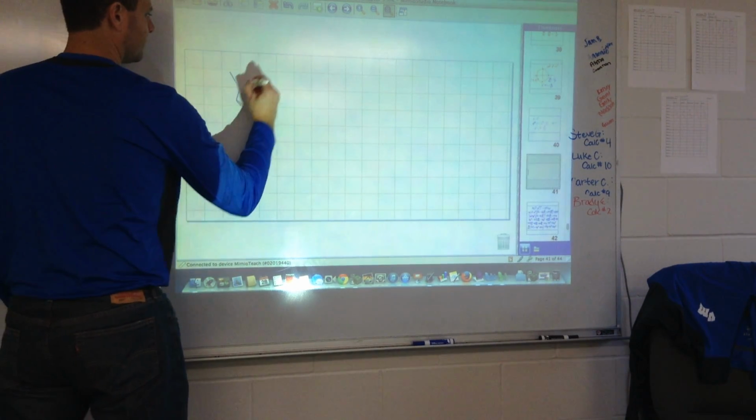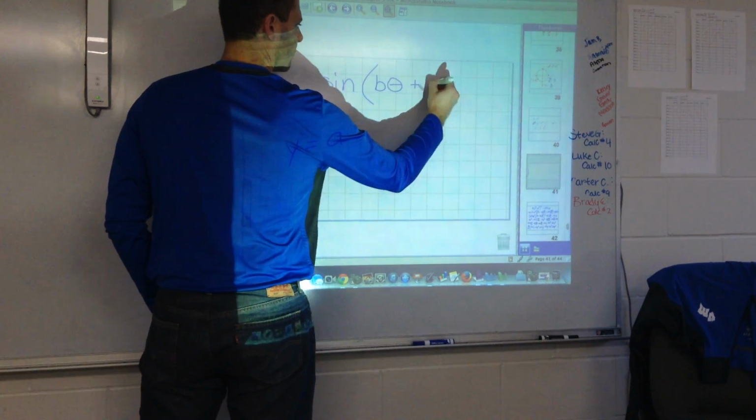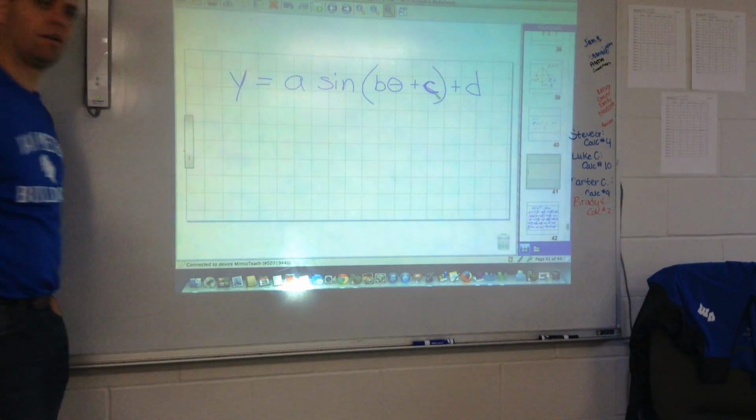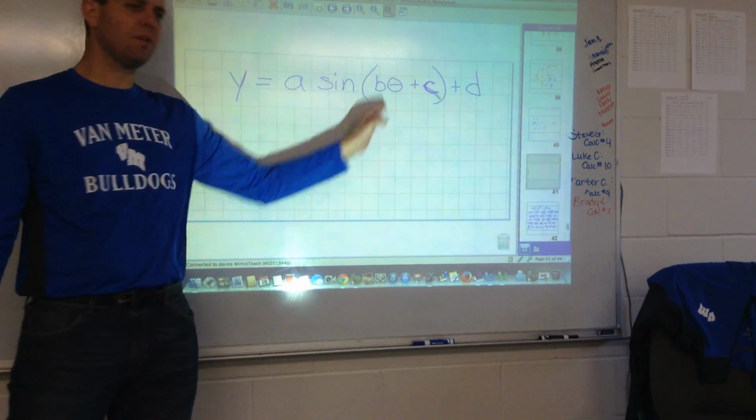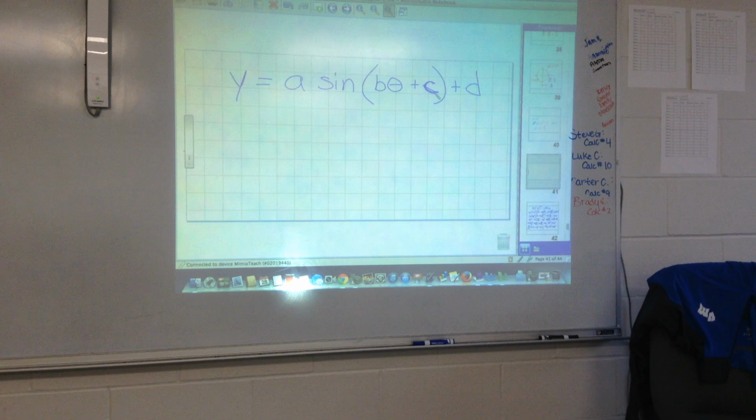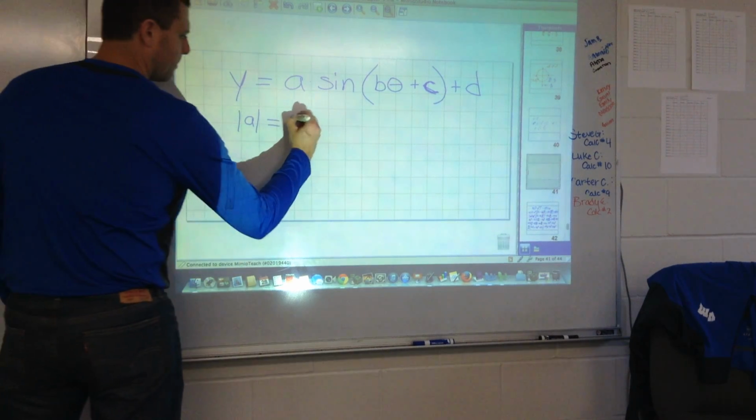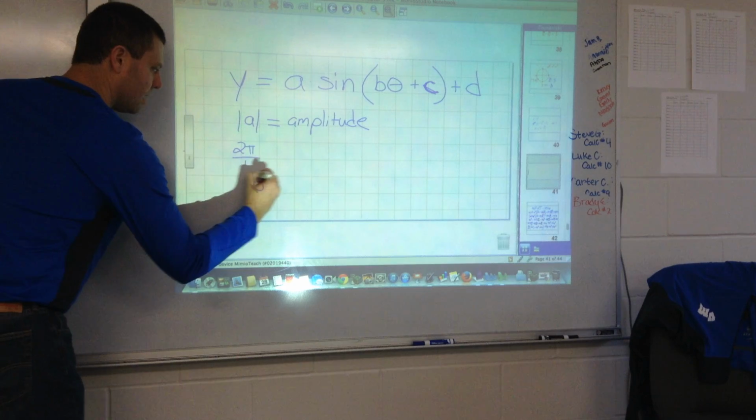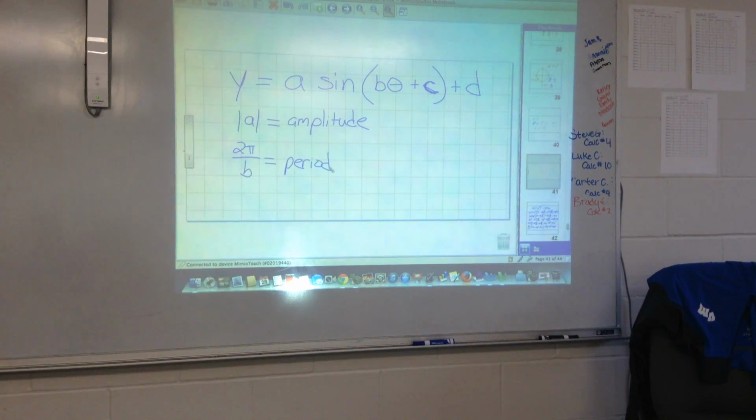So, if I start adding more to our trig functions here, we've already talked about how the A and the B affect our graph. Now I want to talk about how the C and the D will affect our graph. We know that the absolute value of A is our what? Amplitude. Good. We know that 2 pi divided by the B value is our period. Okay, we know those already.